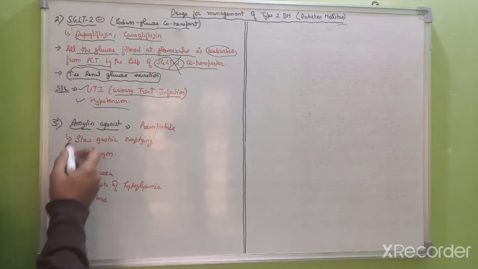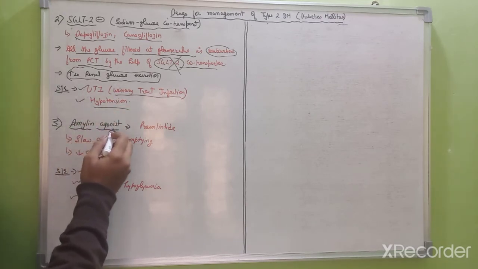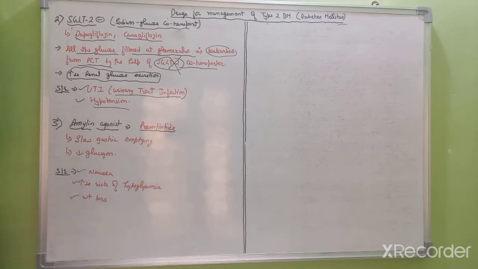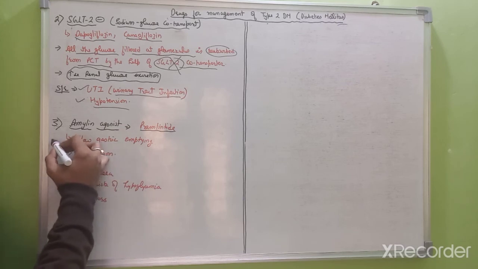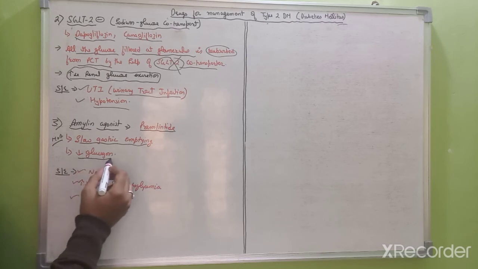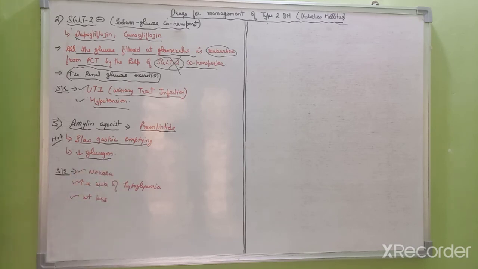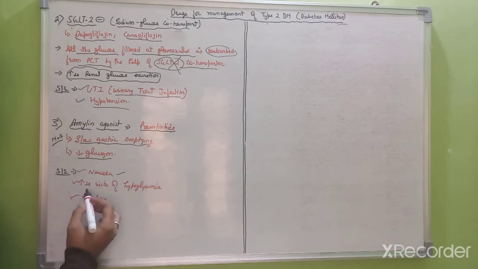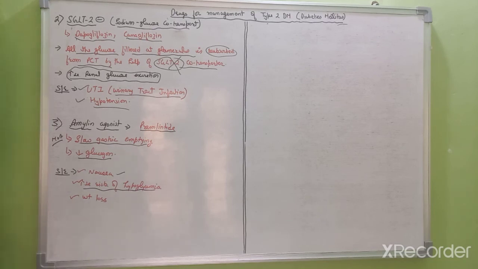The next drug in this class is amylin agonist. The drug is pramlintide. It is used by the subcutaneous route. The mechanism of action of this drug is that it will slow the gastric emptying time and it will decrease glucagon. The side effect of this drug is that it causes nausea. It will increase the risk of hypoglycemia, especially when it is used with insulin. It causes weight loss.